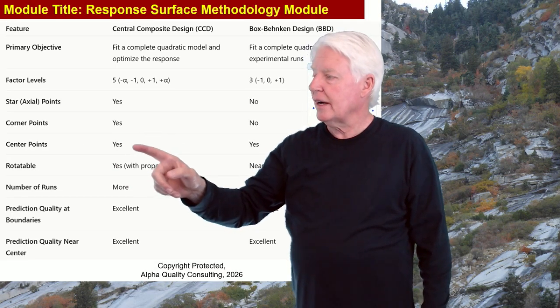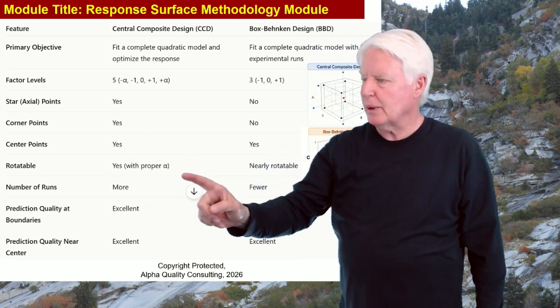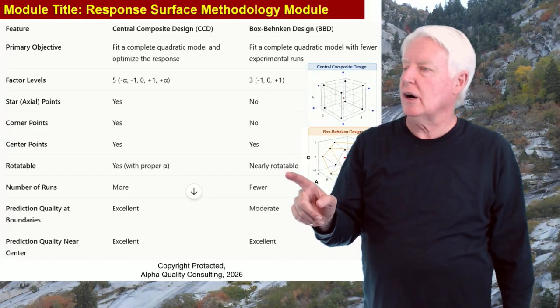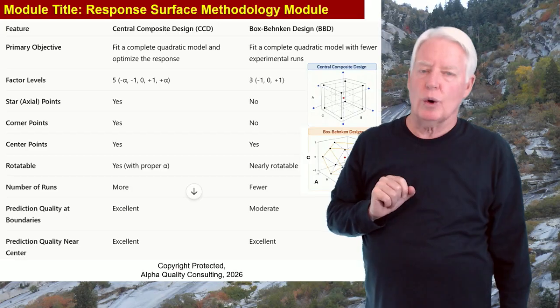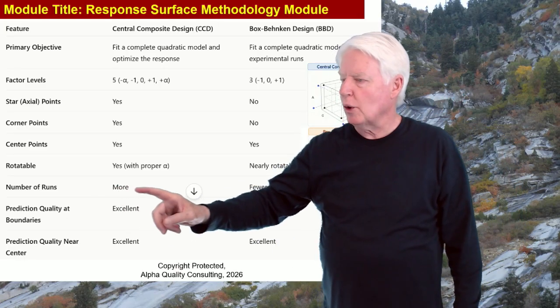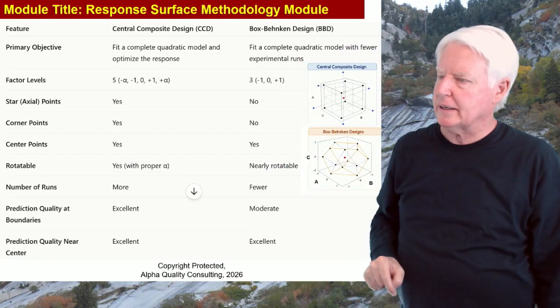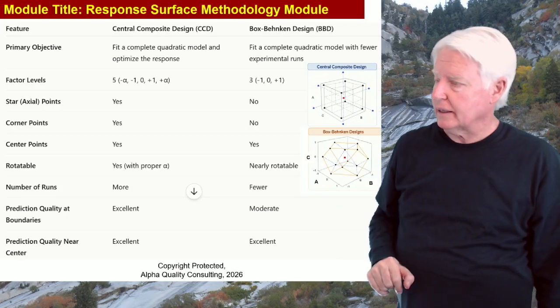So yes, in center points. Oh, rotatable. Yes, with proper alpha, it does make it rotatable. Not quite so much on Box Behnken Designs. It's nearly rotatable, but not as good. Number of runs. There's more runs in the Central Composite Design in comparison to the Box Behnken Design. So if they're very expensive, you may want to look at this.